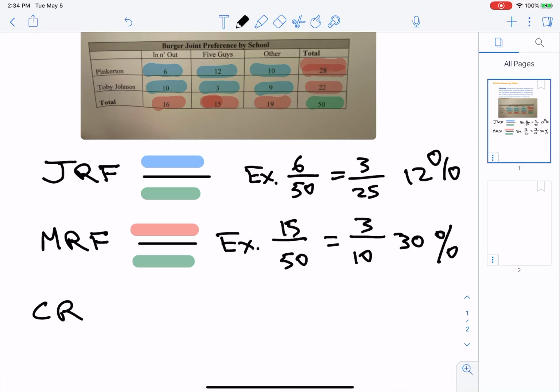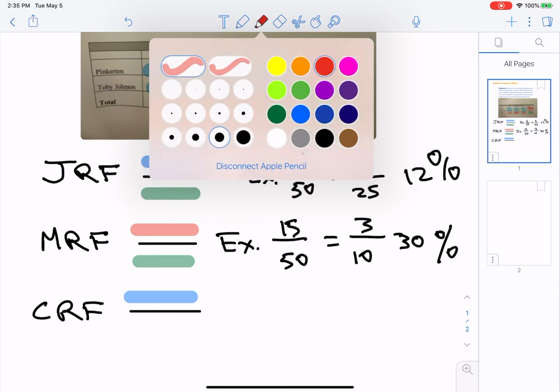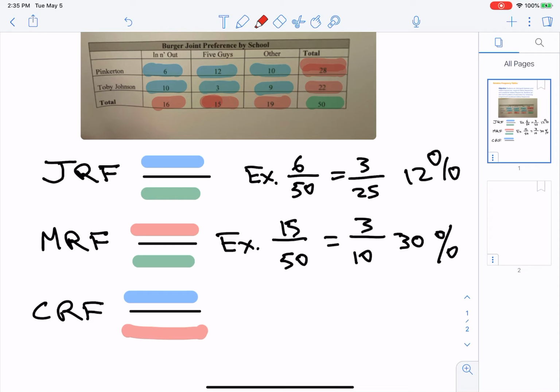Okay, so finally we have conditional relative frequencies. These are a tiny bit tricky, because there are several of them really. But all it is conceptually is a blue over a red: the not row or column total over the row or column total. So for instance, we might want to know what's the percent of people who prefer In-N-Out that go to Toby Johnson.